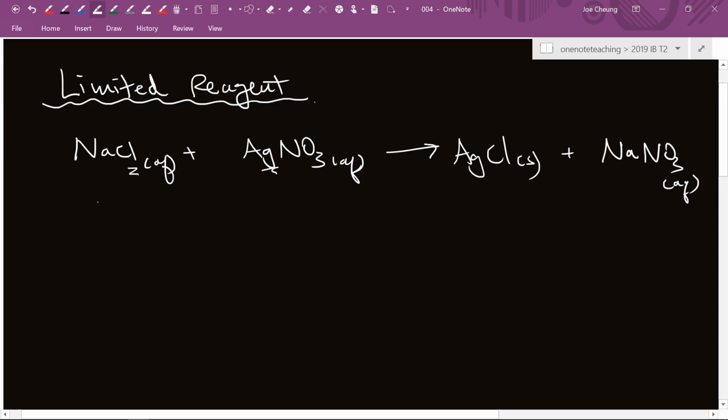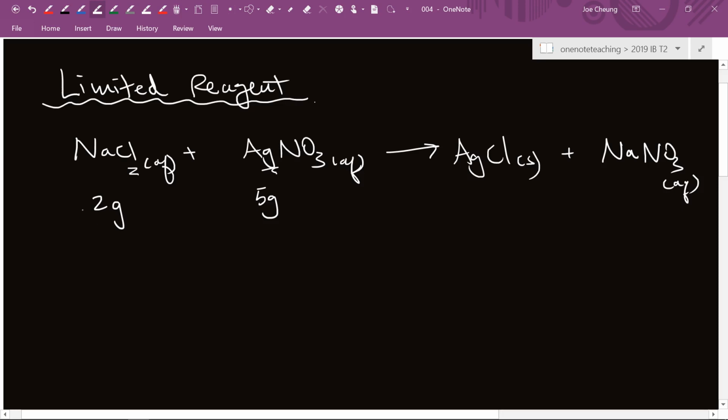Say I give you 2 grams of sodium chloride, and then I've got 5 grams of silver nitrate. It's quite misleading looking at the mass there, 5 grams and 2 grams. You may say that, okay, my sodium chloride would be the limiting reagent because there's less mass. But in chemistry, it's never that simple, right? Mass is always quite misleading.